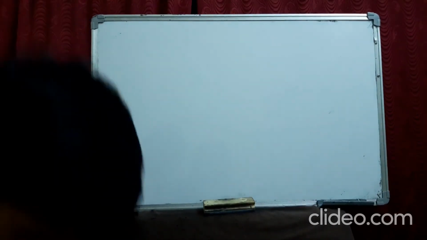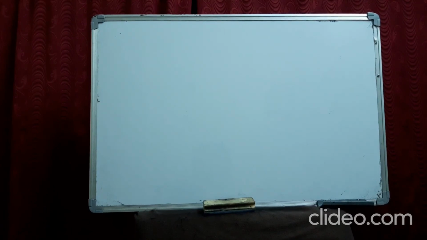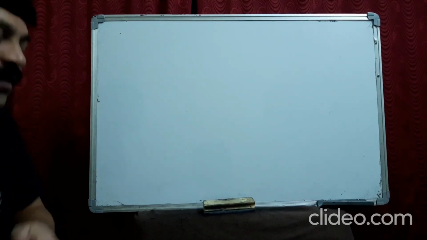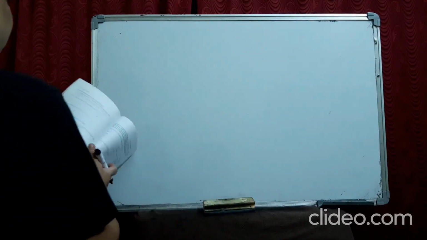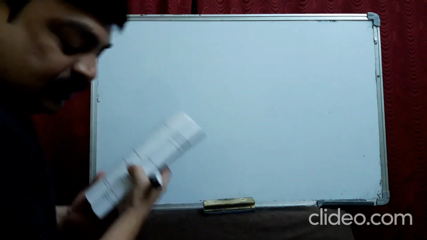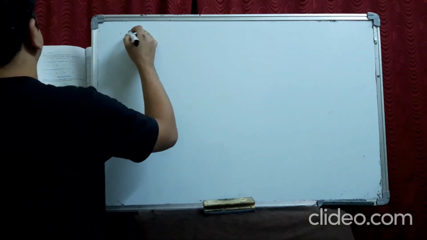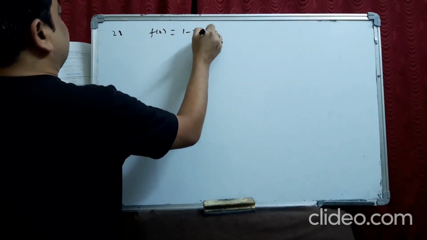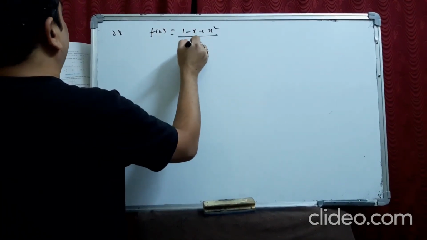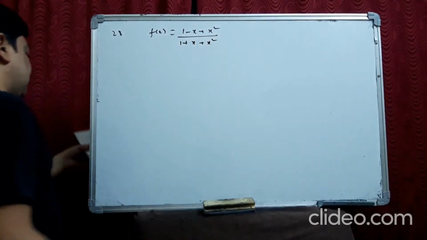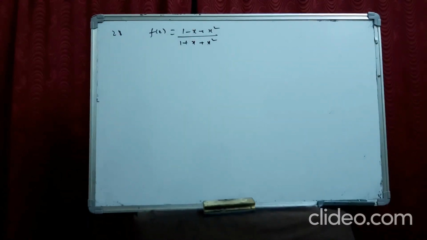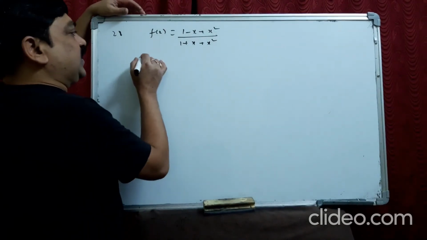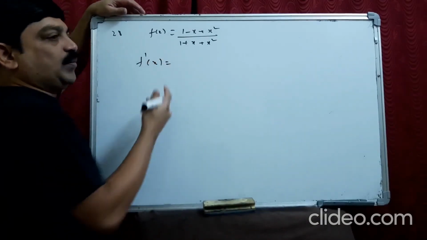Next. So the next question. f of x is equal to 1 minus x plus x square by 1 plus x plus x square. We are asked to find out the maximum value of this function. How? So same process, we take f dash x. For maximum or minimum, f dash x is 0.